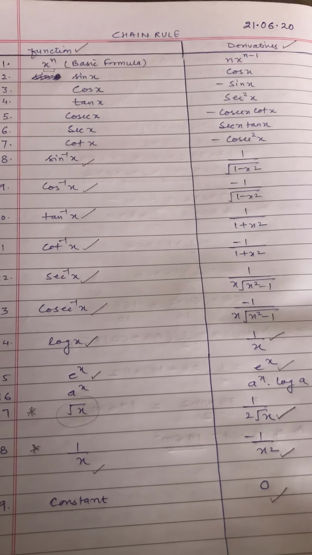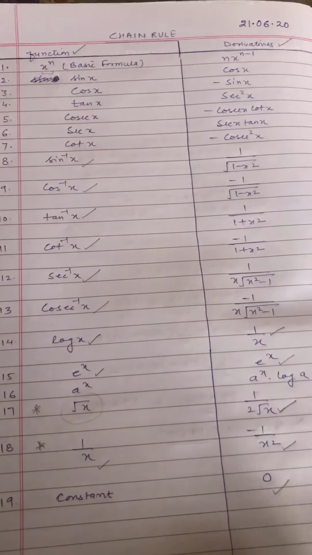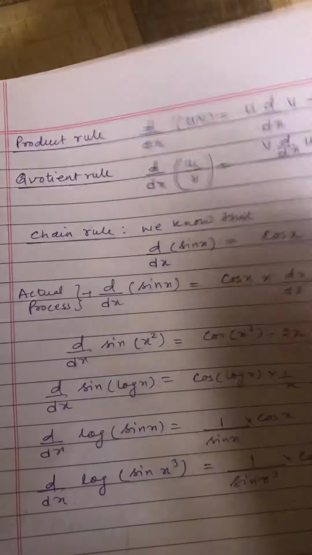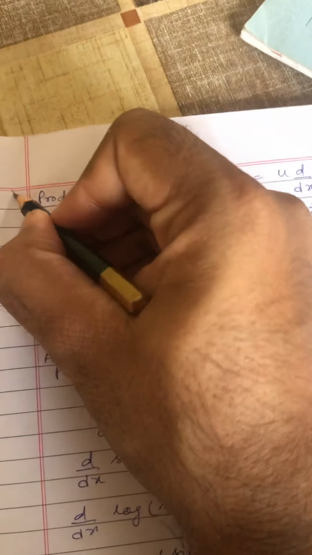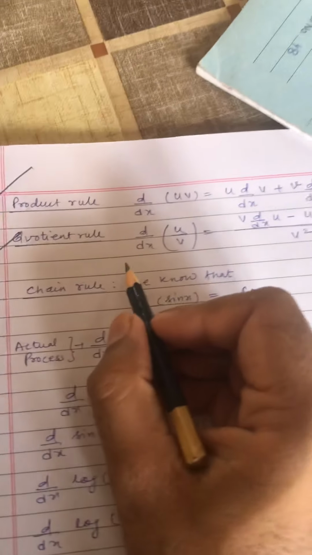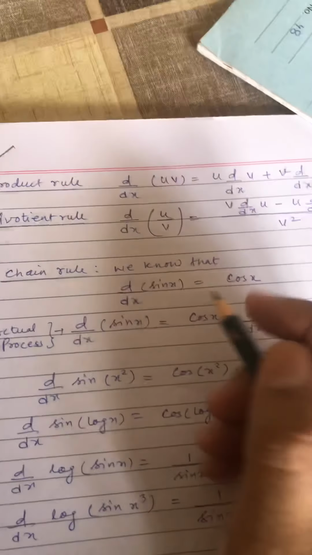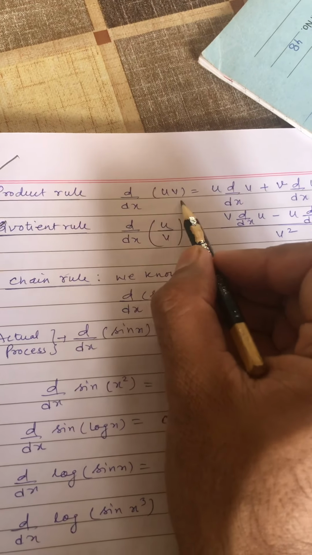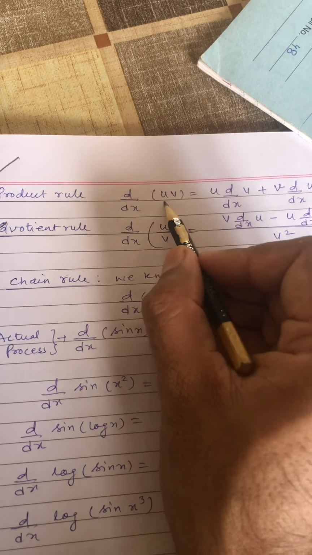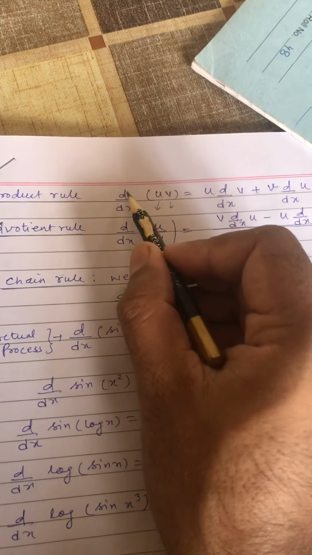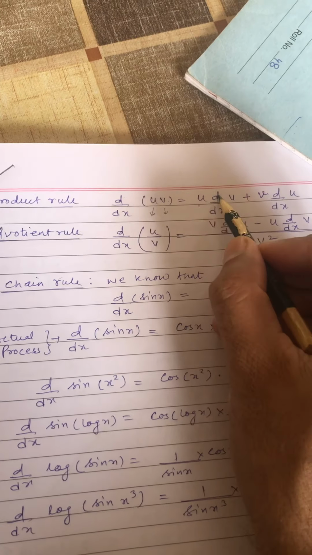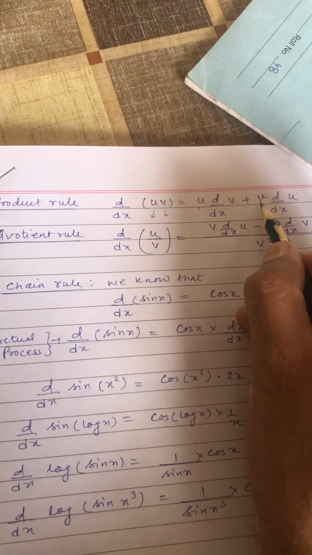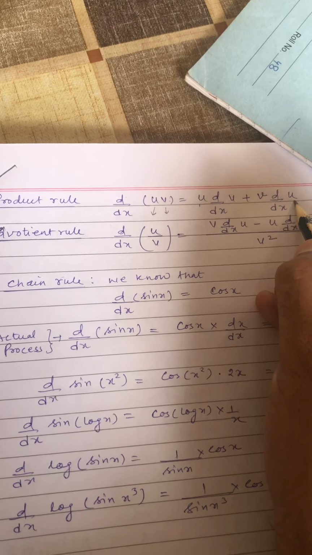Now today we'll start the chain rule. Chain rule is based on these results only. Now before chain rule there are two more rules which are known as the product rule and quotient rule. These we have studied in class 11th also. Product rule says that if u and v are two differentiable functions, then d by dx of u into v is u as it is into d by dx of v plus v as it is into d by dx of u.